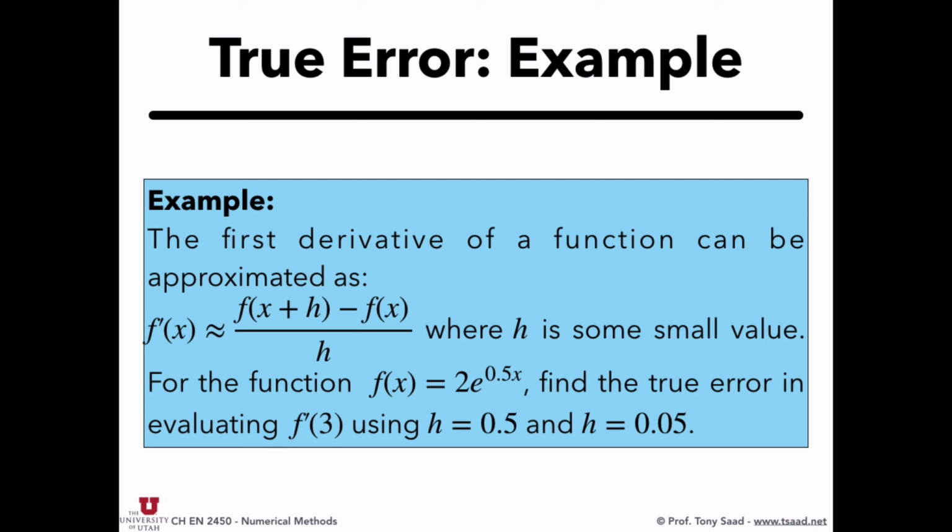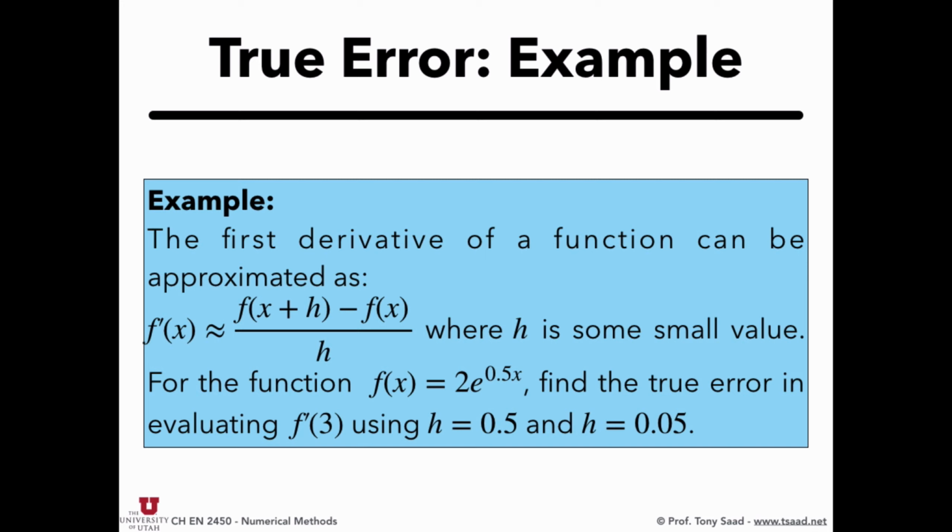The first derivative of a function can be approximated as f prime of x approximately equal to f of x plus h minus f of x over h, where h is some small number, okay? Given a function f of x, this could be exponential, could be sine, whatever. Now for the function f of x equals 2 times e to the 0.5x, find the true error in evaluating f prime of 3 using h equals 0.5 and 0.05.